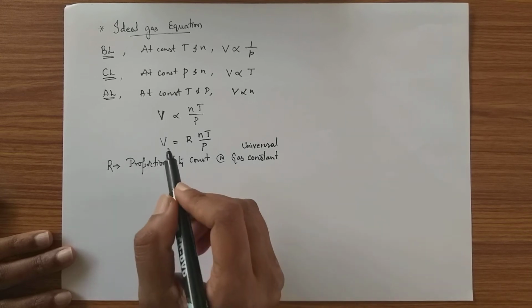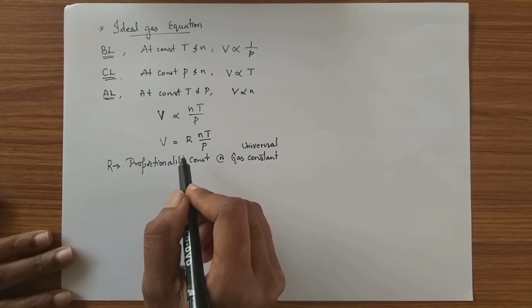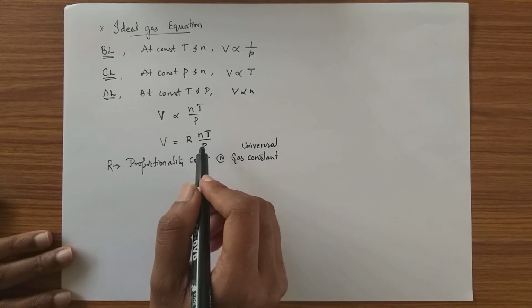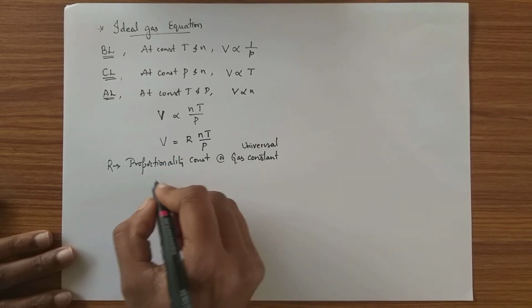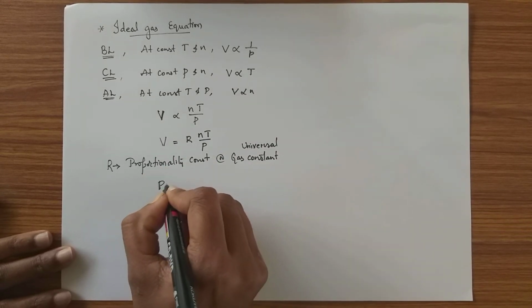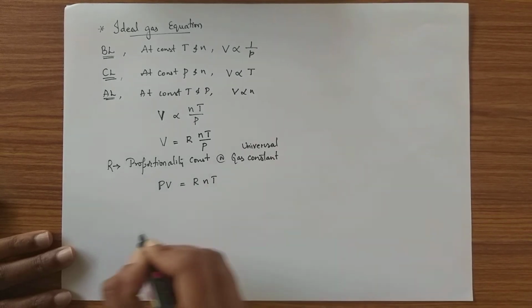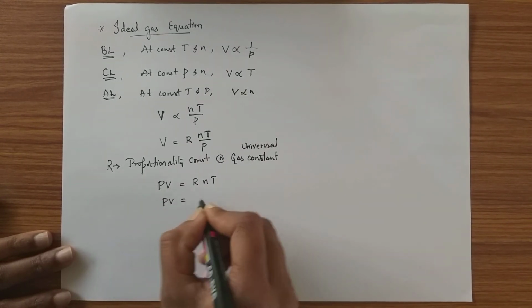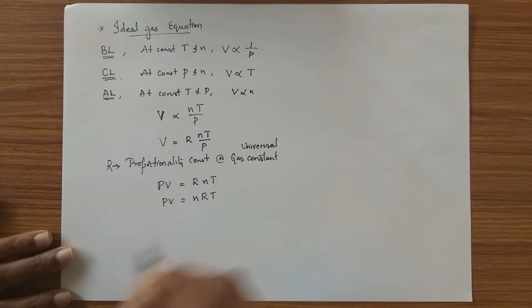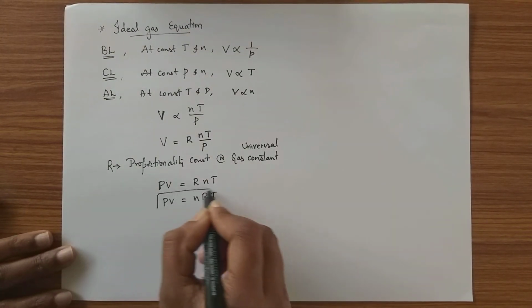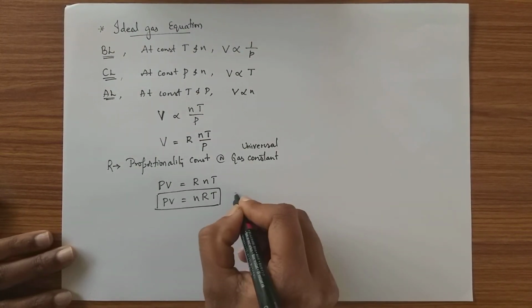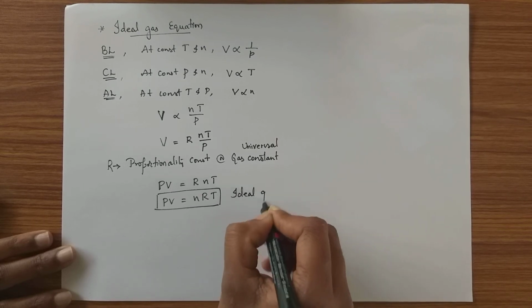So here V equals R n T by P. Then we rearrange the equation, that is PV equals R n T, that is PV is equal to nRT. So this is the equation, that is the ideal gas equation.